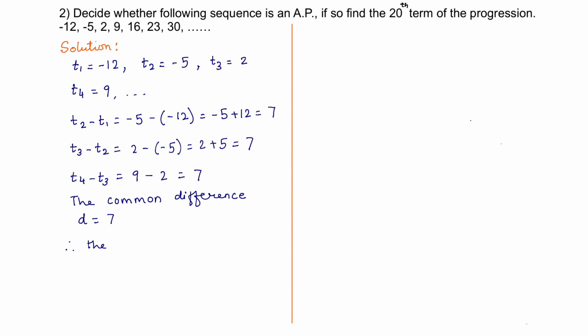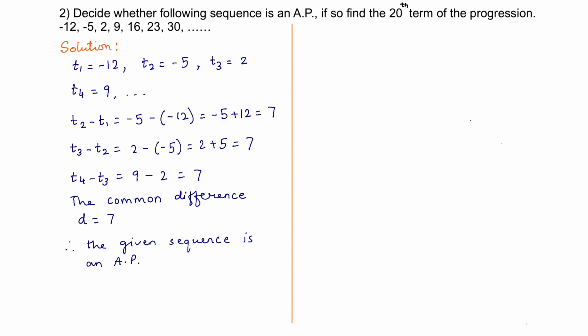So the given sequence is an AP. The next part of the question says that if the sequence is an AP, we have to find the 20th term of this progression. This is the first, second, third, fourth, fifth, sixth term we have been given. So we have to find the 20th term of this sequence. How are we going to find it? There's a formula to find it.